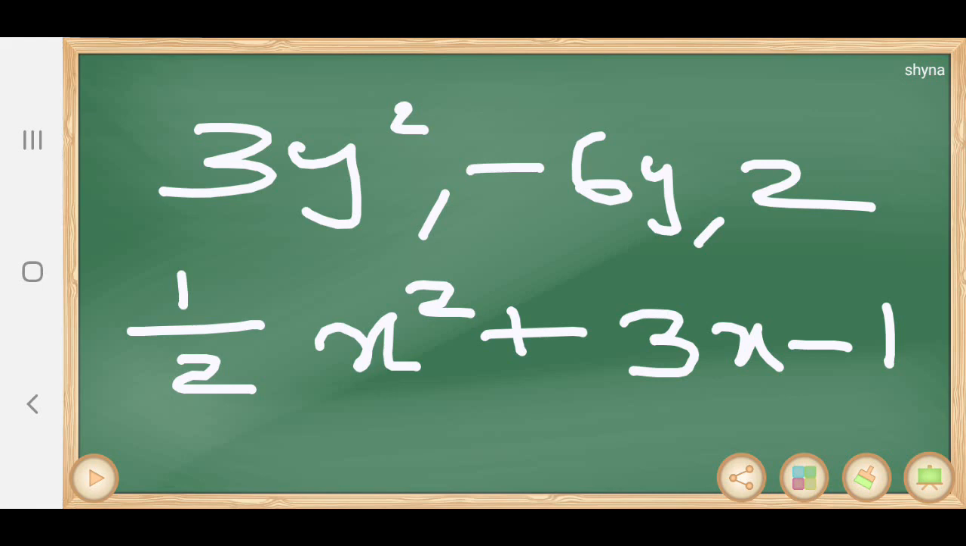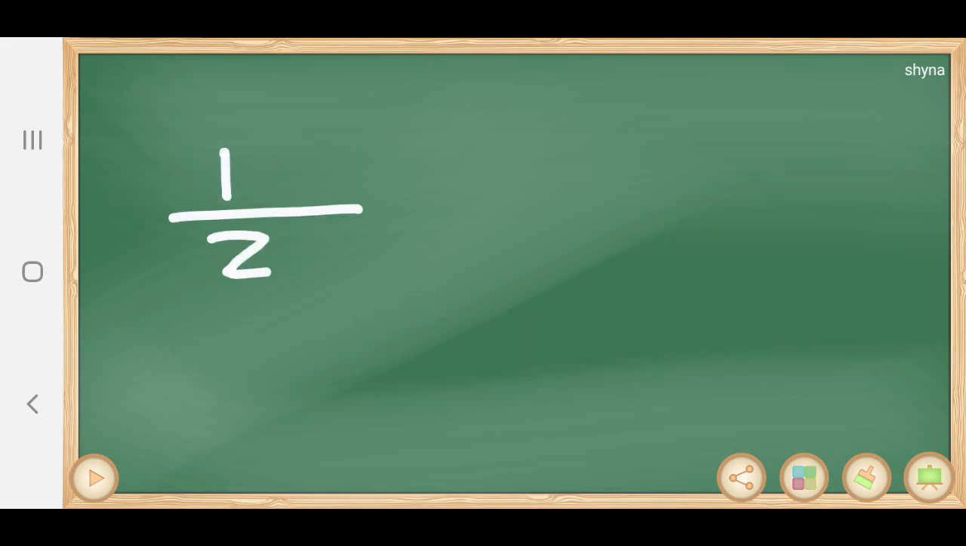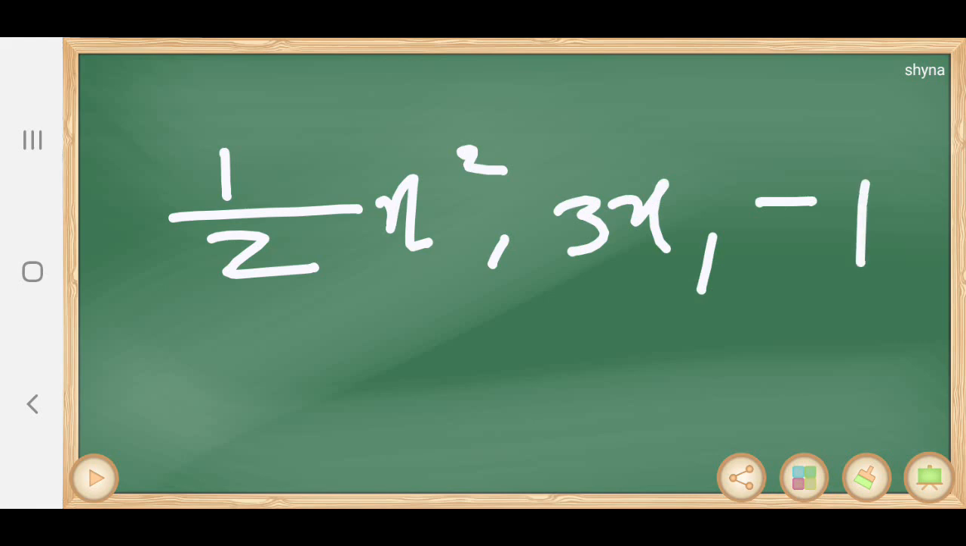Same way, what are the terms? 1 by 2x square, 3x. Then, is it 1? No, dear children. This 1 we can rewrite as plus minus 1. So, the terms are 1 by 2x square, 3x and minus 1. I think all of you understood the terms.